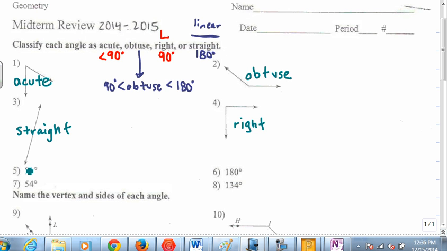Number 5, Chris. It's also a right angle. Number 6. Okay, number 6. What kind of angle is this? Everyone. Straight. Good. A straight angle. Number 7. Acute. Very good. It's less than 90 degrees. And number 8. Obtuse.